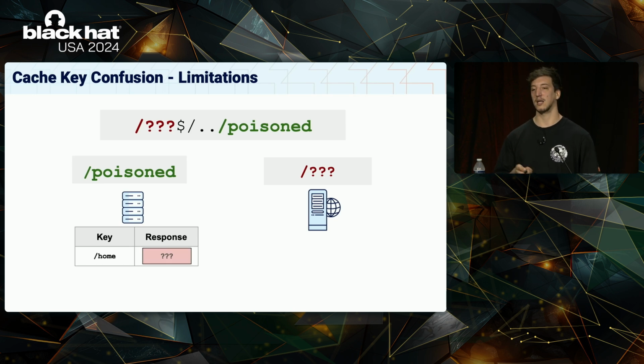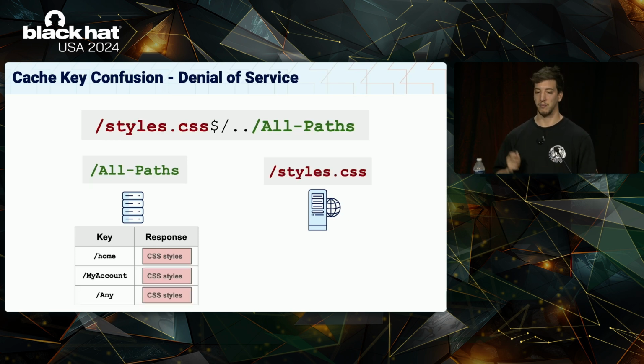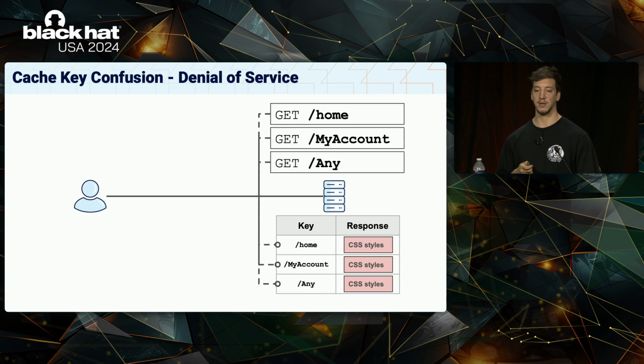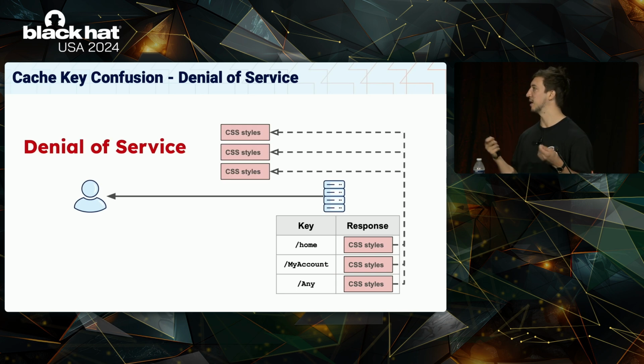So in this case, let's say we don't have any XSS or anything that we can use to reflect and to affect a user. Well, pretty easy. We can just choose any static resource like styles.css, and we can start poisoning every single endpoint with this response. So that when a client tries to access home or my account or any other endpoint, he will just receive the CSS, and this will eventually lead to denial of service.